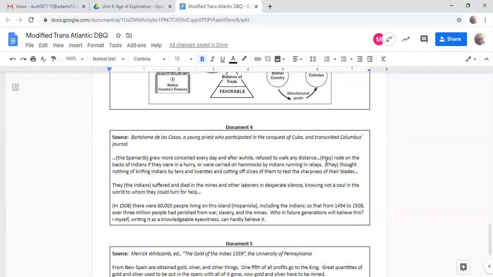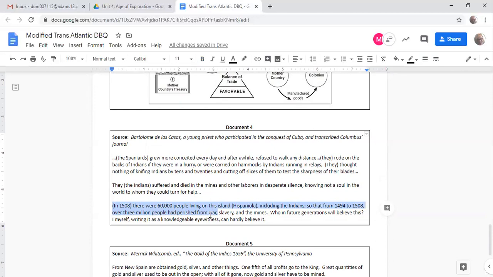Well, you could use this part here, knifing Indians by tens and twenties. You could also add, the Indians suffered and died in the mines. And then this biggest piece: there were 60,000 people living there in 1508, but there were 3 million who had lived there previously. So for the best pieces of evidence, I would at least include this part, and I would include this part, a couple of pieces to make that evidence even stronger. And that really does show the decimation of the Native American population.